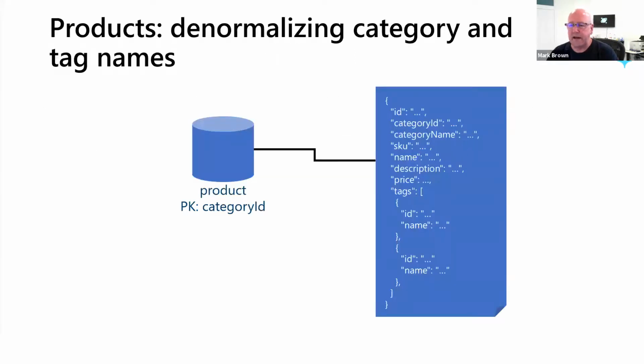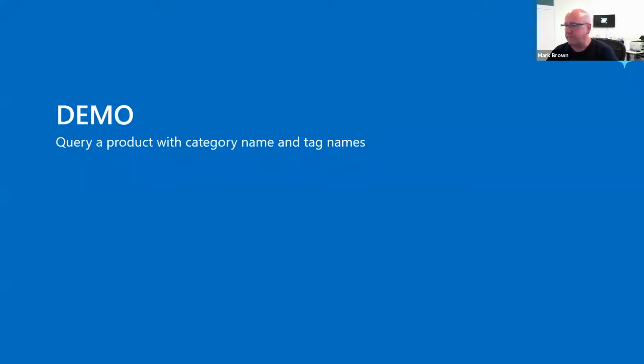So to our products table, we're going to add additional properties, and that includes the category name, and also the name for each of the tags within our product item. By doing this, we make sure that we can retrieve all the data we eventually need in just a single request. Okay, so let's query a product with a category name and a bunch of tag names.